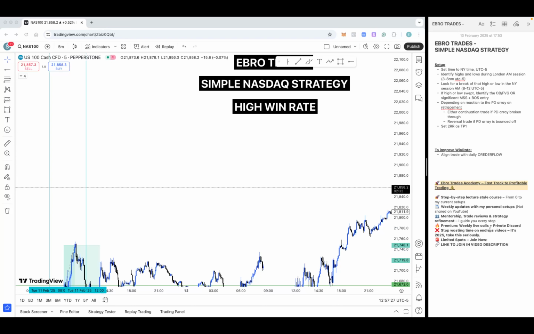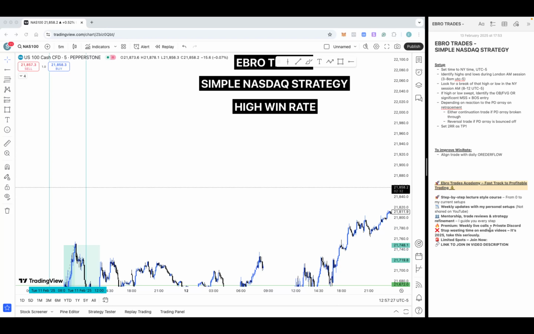Let me quickly get into the first example. Example one is a trade I took last week, the 11th of February, so it's literally 2 days ago. All I did was set my time to UTC -5, as you can see over here. I identified the most recent high and low during the London AM session, just before 8 a.m. I looked for the most recent significant high and low in the London session. So here's my low, here's my high.